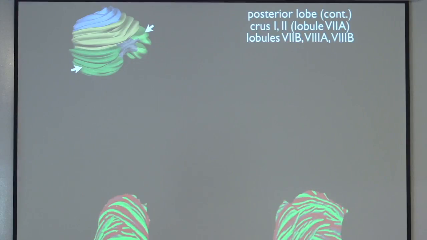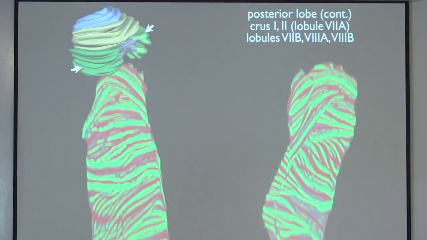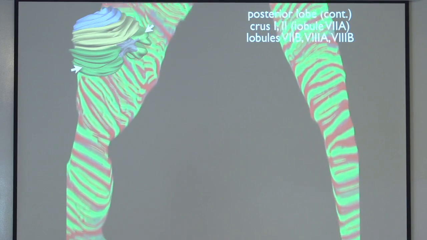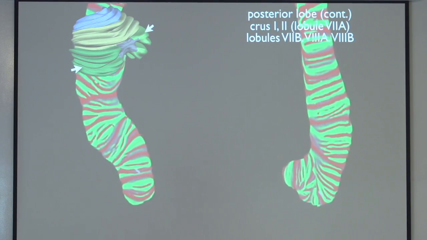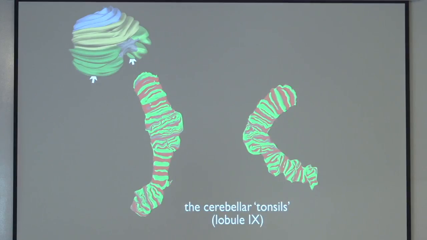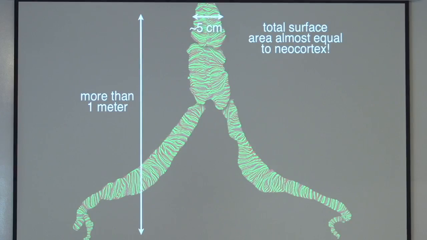This is Crus 1 and Crus 2, and in lobule 7, and then lobule 8, and then it sort of goes down, and then you finally arrive at the tonsils, the paraflocculus. So what does it actually look like? It's this ridiculous thing. It's about 5 feet long. It's about 5 centimeters by 5 feet. So it has almost the same cortical surface area as the cortex does.